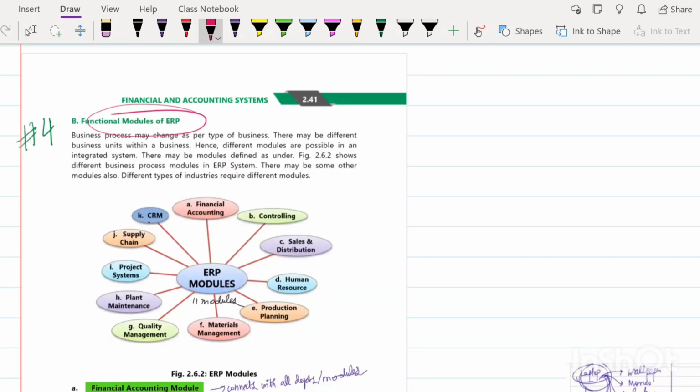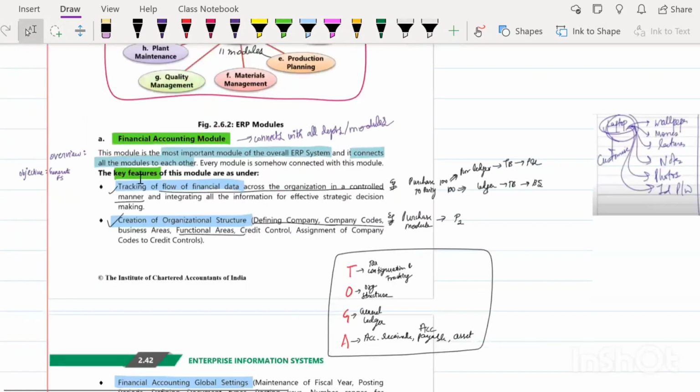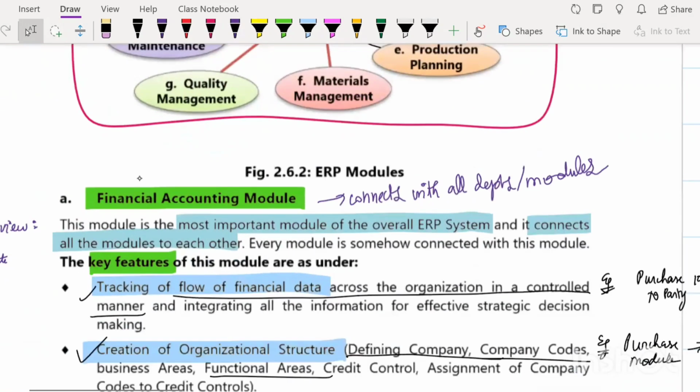In our ICI book, they have picked up 11 modules. There can be a lot of other modules too, but these are the general 11 modules that any ERP system user will have. These 11 ERP modules we are going to study now, and each specific module we are going to study in detail. First, we are going to start with the financial and accounting module. This is our chapter name also, financial accounting systems.